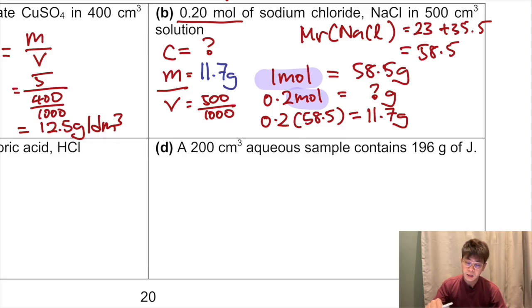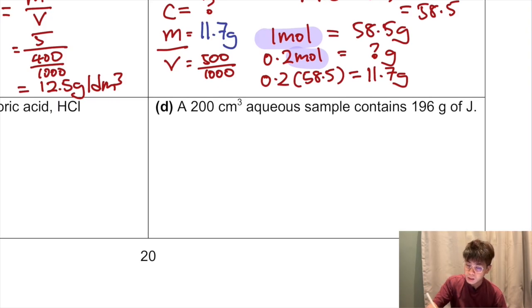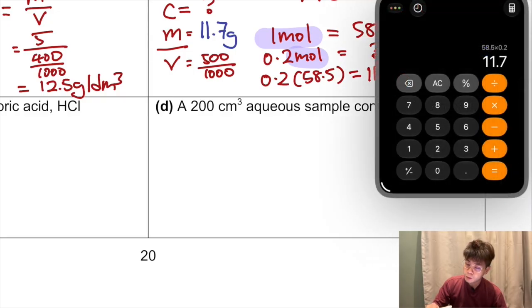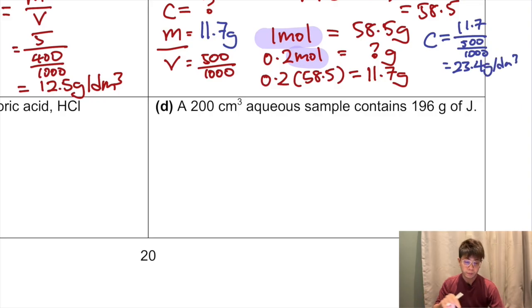And I know C equals M over V, alphabetical order. So C equals 11.7 divided by 500 over 1000. Let me take out my calculator. 11.7 divided by 500 over 1000, so that's 23.4 grams per dm cube.